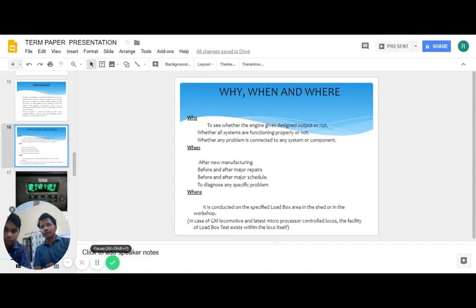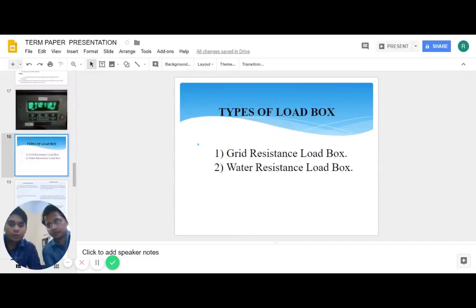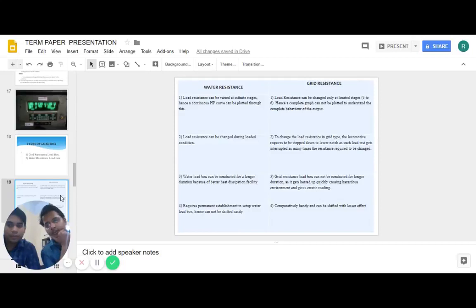In case of GM locos and the latest microprocessor controlled locos, the facility of the load box test exists within the loco itself. There are two types of load box testing. First one, grid resistance load box testing. Second one, water resistance load box testing. So let us understand the differences between them.